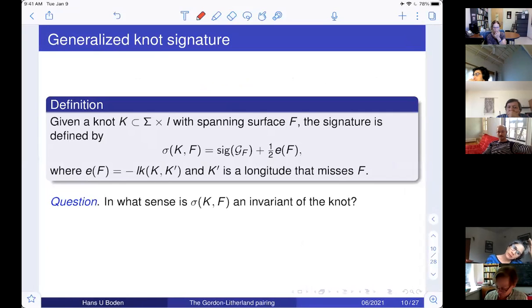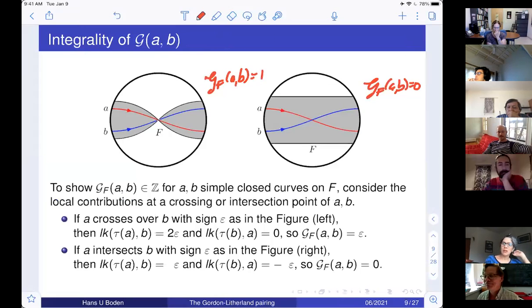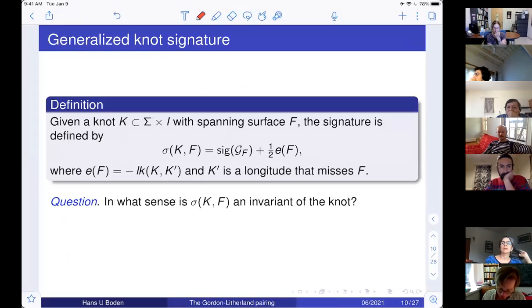Maybe that's a good place to stop and see if there's a question. Or maybe it's perfectly clear.